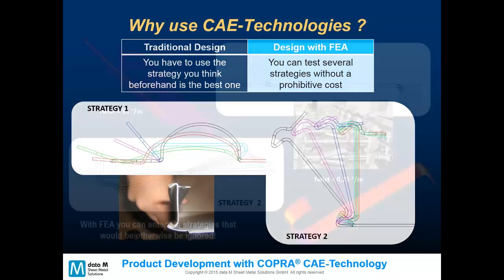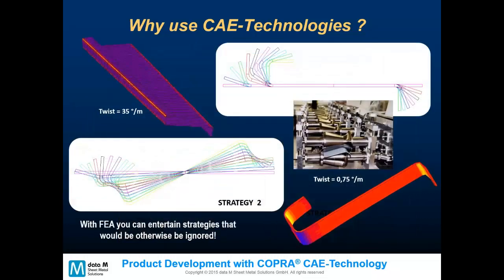So if we now consider the possibilities here, I apologise, this is an open profile example. But here you can see we used, in the strategy at the top here, a familiar approach to forming a Z profile, because this is the known approach, the norm within an organisation. And you can see we were achieving here twists of around 35 degrees per metre.